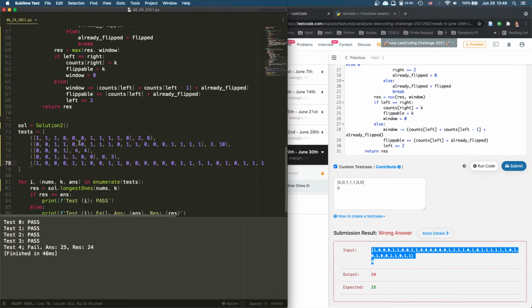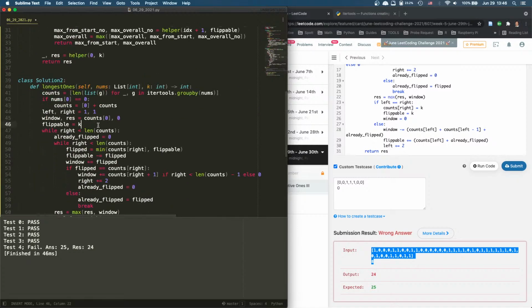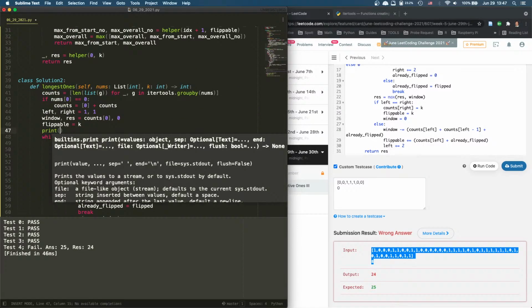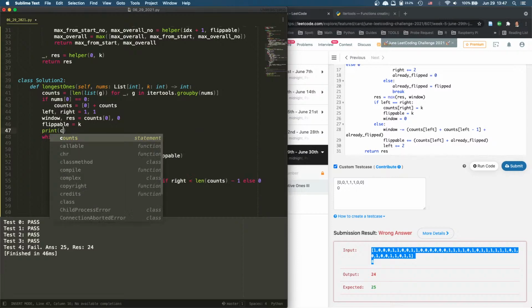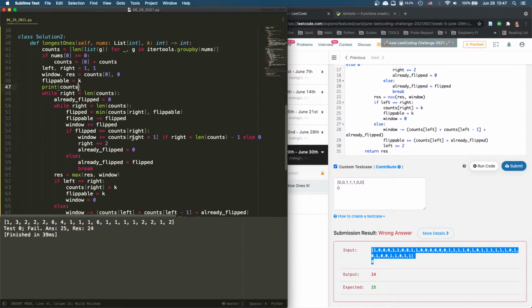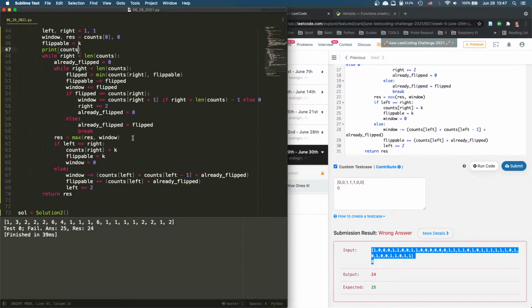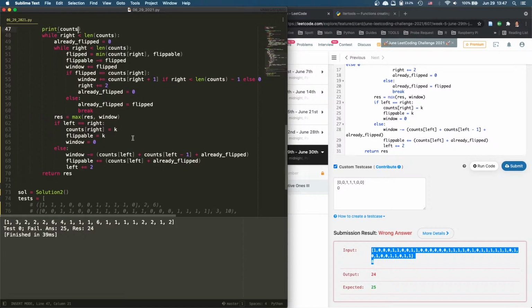All right, let's take a look. Where do we get wrong? Again, after this, print counts. All right, this is the counts. Right, and hard to do this. Okay, we can debug it.